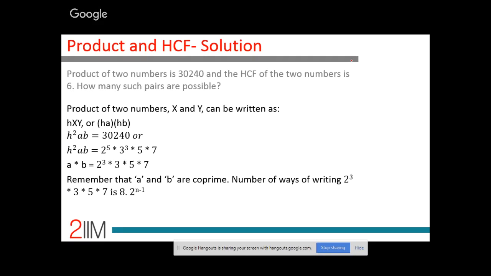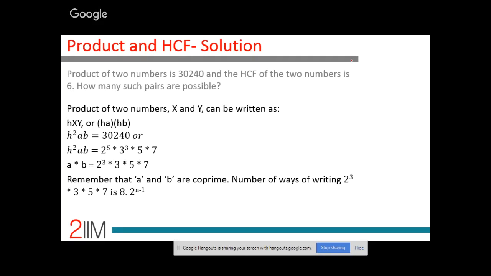And so 30240 is H square AB, 2 power 5 into 3 cube into 5 into 7. The HCF is 6. So we're going to knock off 6 twice over from this. And so A and B are co-prime. So we know A into B is 2 cube into 3 into 5 into 7. We have knocked off 6, 2 into 3 twice over, or we have knocked out 2 square into 3 square. And so 2 cube into 3 into 5 into 7, that has to be broken as a product of two co-prime numbers. And in how many ways can this be done?